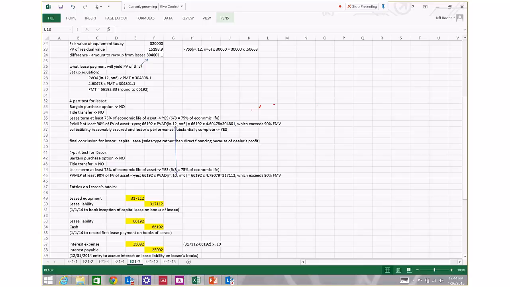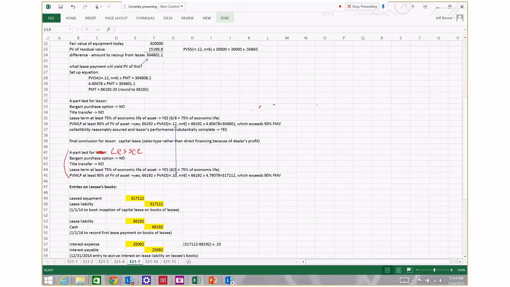Okay, I got a typo here. This should say lessee. So now we're going to repeat the four-part test. We've already determined, yes, this is going to be a capital lease for the lessor. Now we need to address the question of whether this is going to be a capital lease for the lessee. So for the lessee, we only have to consider the four-part test. We don't have to consider the additional question about collectability and the lessor's performance being substantially complete. That question only applies to the lessor.